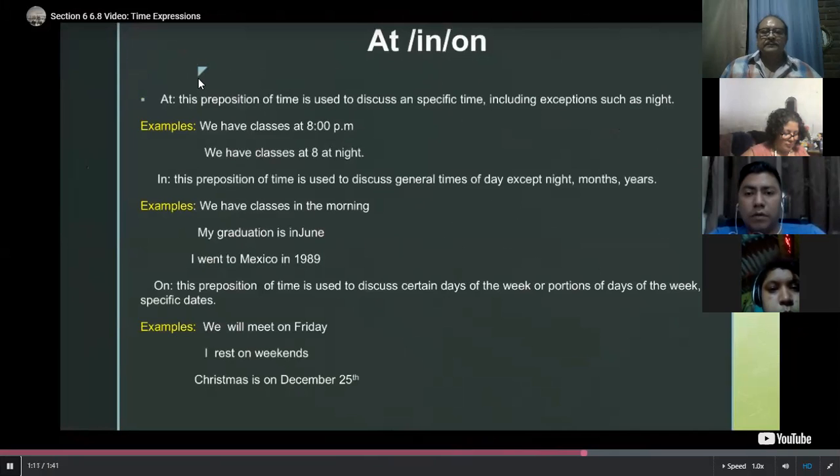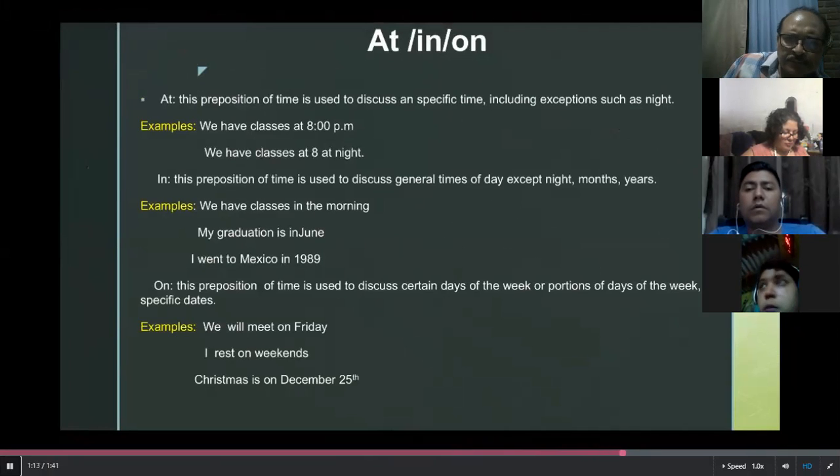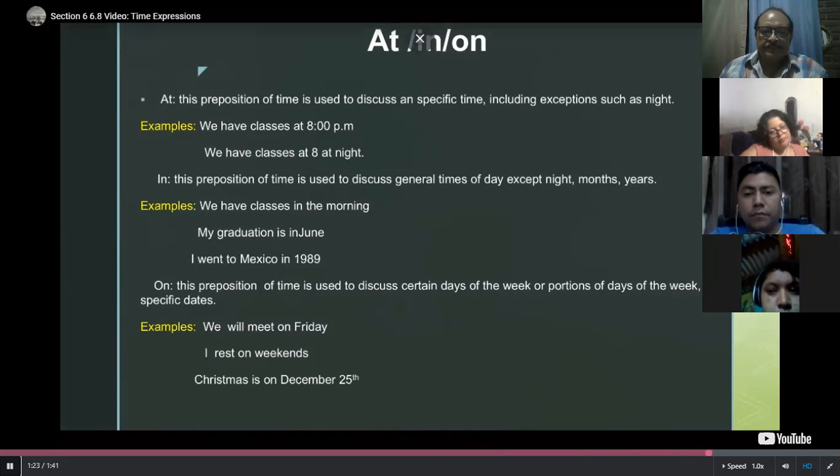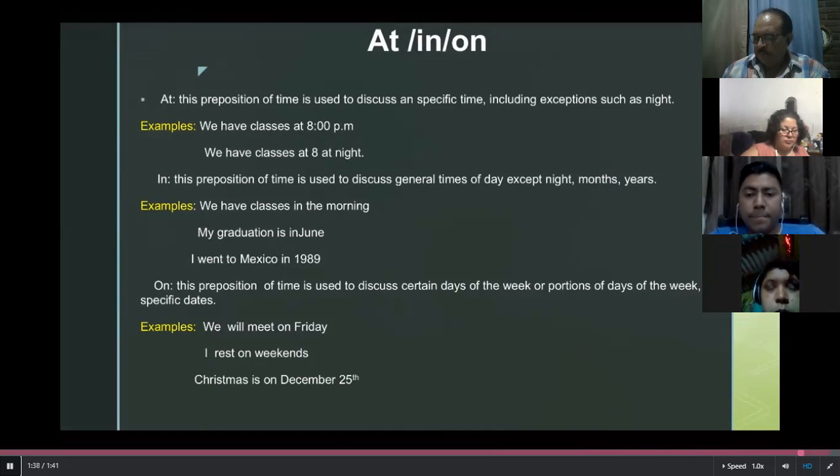In, this preposition of time is used to discuss general times of day except night, months, and years. Examples, we have classes in the morning. My graduation is in June. I went to Mexico in 1989. On. This preposition of time is used to discuss certain days of the week or portions of the week, specific dates. Examples, we will meet on Friday, I rest on weekends, Christmas is on December 25th.